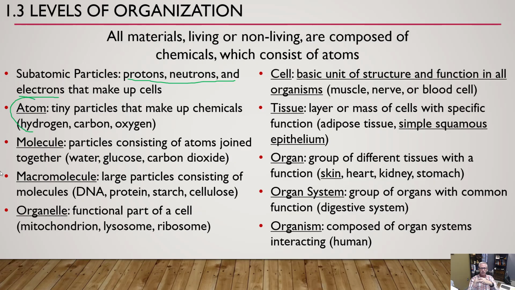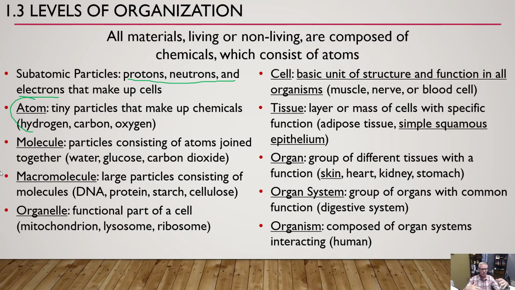And when we combine molecules together, we form these things called macromolecules, such as DNA, protein, starch, cellulose. We'll talk a lot about proteins and macromolecules in subsequent chapters. Organelles, we'll find a lot of organelles inside the cell. And for those of you who've taken Biology 1000, which should be everyone, because that's a prerequisite to this class, you should be familiar with the different organelles.